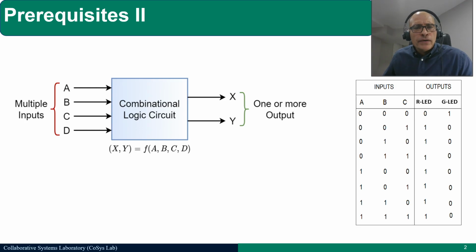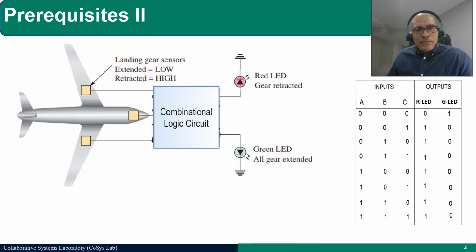We also know that from a truth table, we can find a Boolean expression for each output based on the input Boolean variables. For example, imagine we have an aircraft wheel monitoring system with 3 inputs for landing gear sensors and 2 LED outputs, red and green, showing whether the landing gears are extended properly or one of them is retracted.